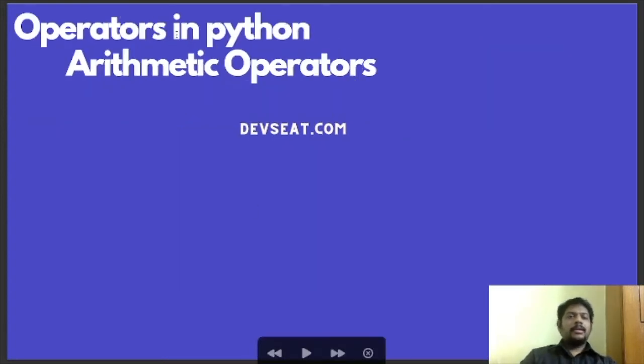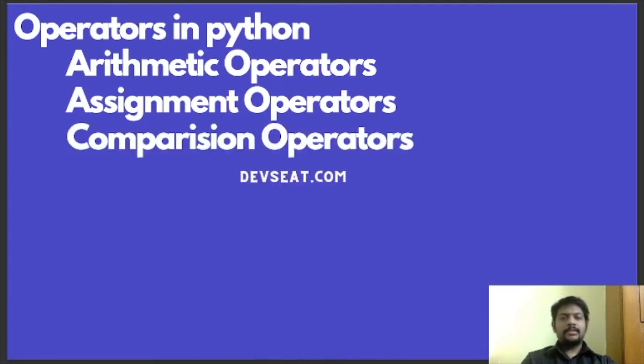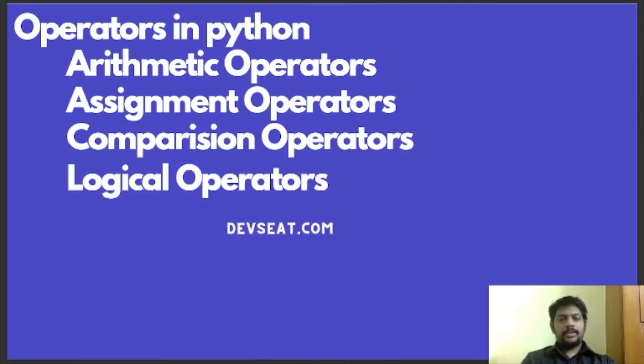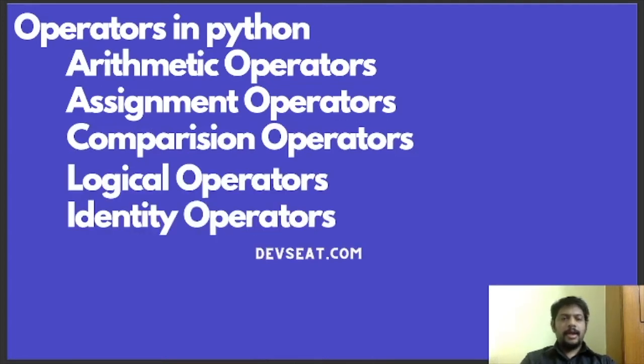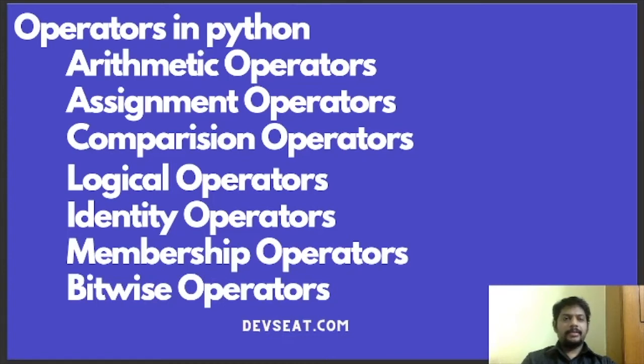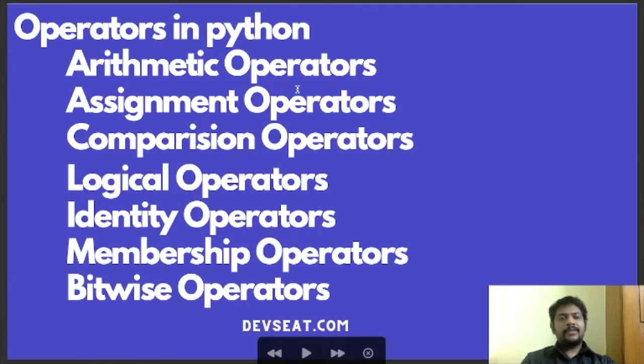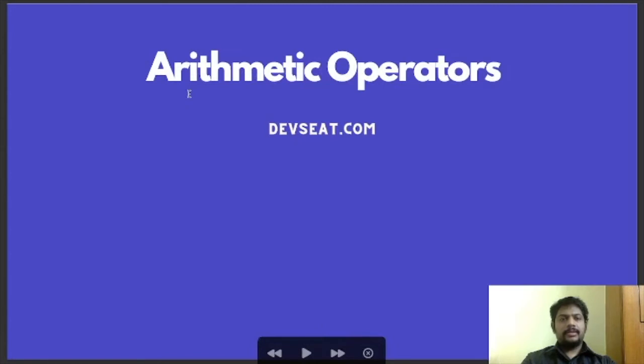So we will see a few operators in Python. One kind of operators are arithmetic operators. Assignment operators, that is another kind. Comparison operators, logical operators, identity operators, membership operators, bitwise operators. So these are all the different kinds of operators that we have in Python. First we will talk about arithmetic operators.